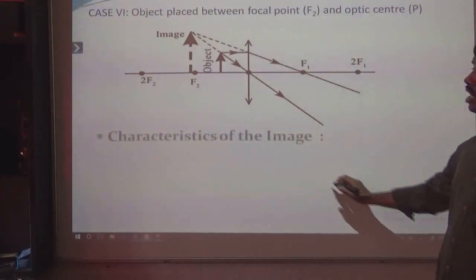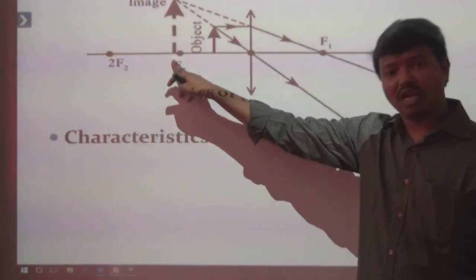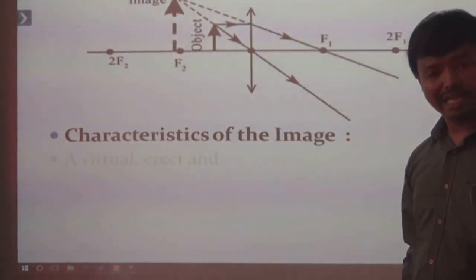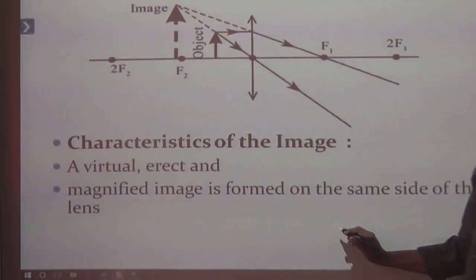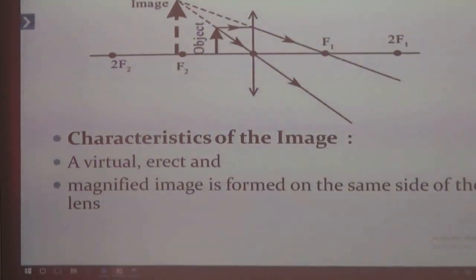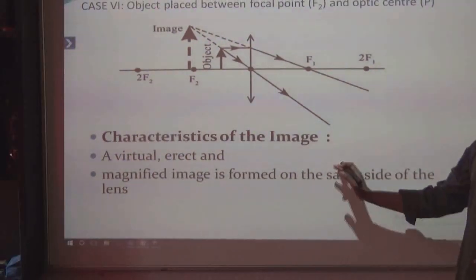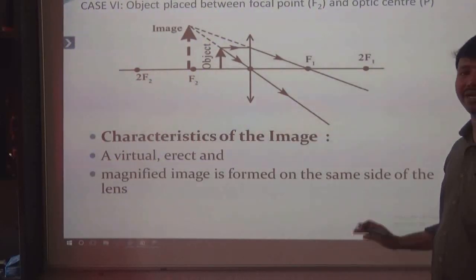What are the cases? To understand, the image is a dotted line. Must and should, while drawing the examination, a dotted line means it is a virtual image. Erect means the same, erect. Virtual, erect and magnified image is found on the same side of the object. So these are the important cases for the drawing of ray diagrams of formation of images by the convex lens.